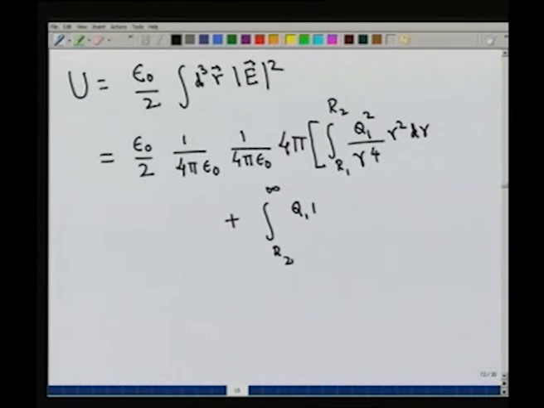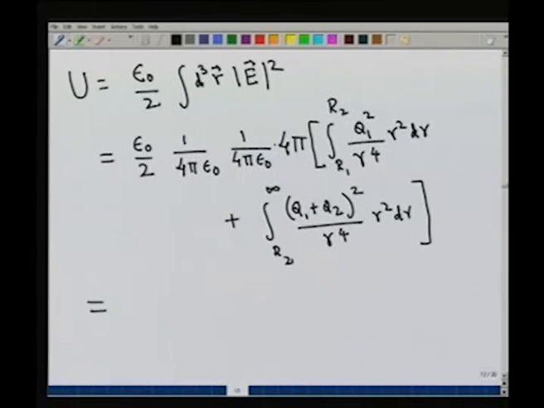Therefore, this will be (Q1 plus Q2) whole squared divided by R to the power of 4, R squared dr. This indeed is my expression for the total energy. This is finite, so everything is well defined and we can evaluate the quantities precisely. So if I were to do this, there is a 4 pi epsilon naught and a 4 pi epsilon naught which cancel each other. So let me do that in the first place.